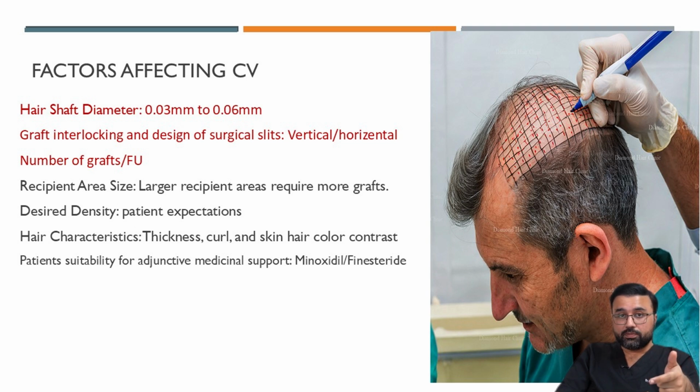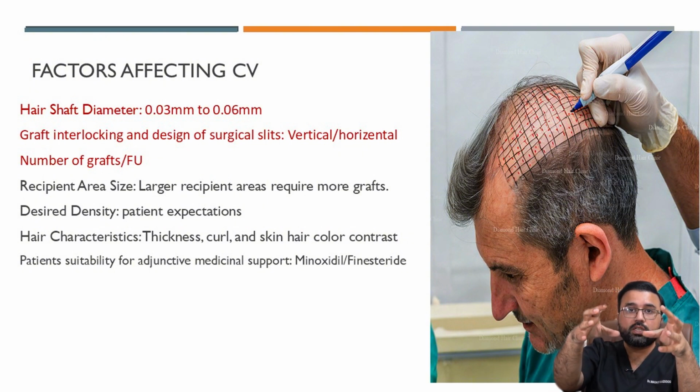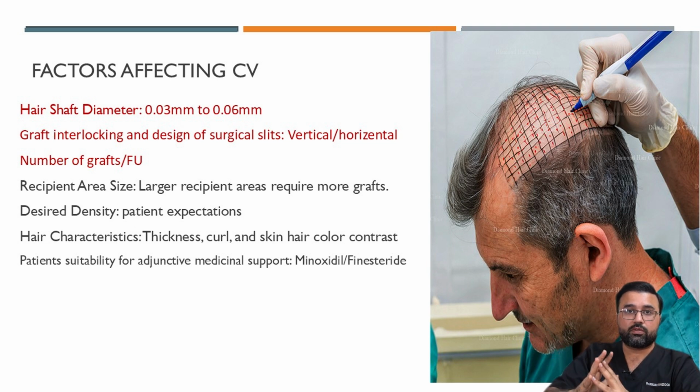Like in African patients, the skin color contrast is like black skin, black hair, with curl of the hair. You can do 20 grafts per centimeter square and you get a coverage value that is near equal, and the visual density is normalized.